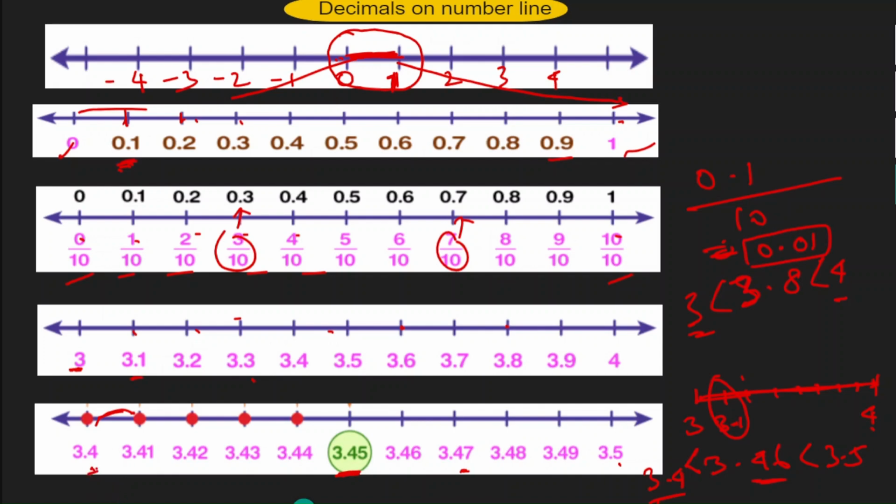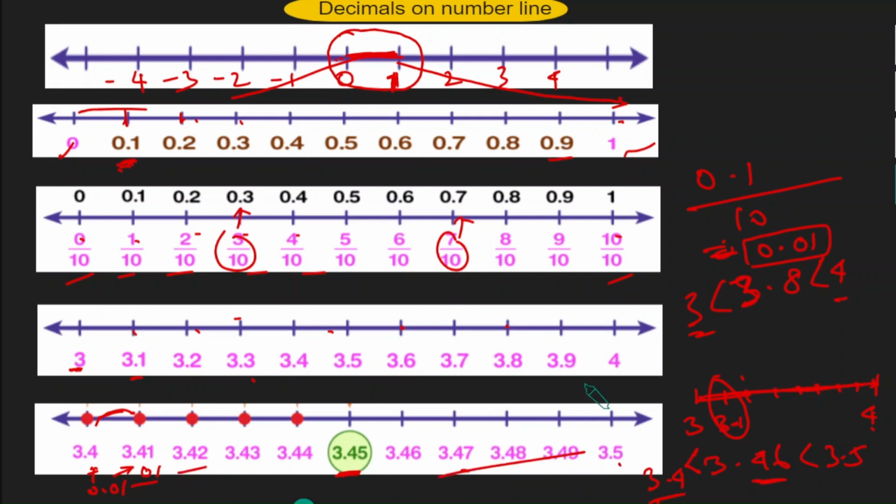So when we add 0.01, what will it give? It will give us 3.41. Likewise, if we add 0.01 to this, what will happen? See, if you add 0.01, it will give you 3.42 and likewise.